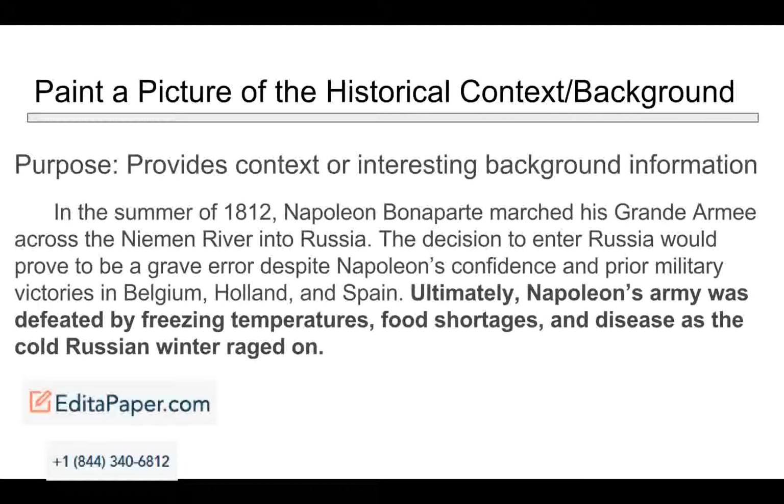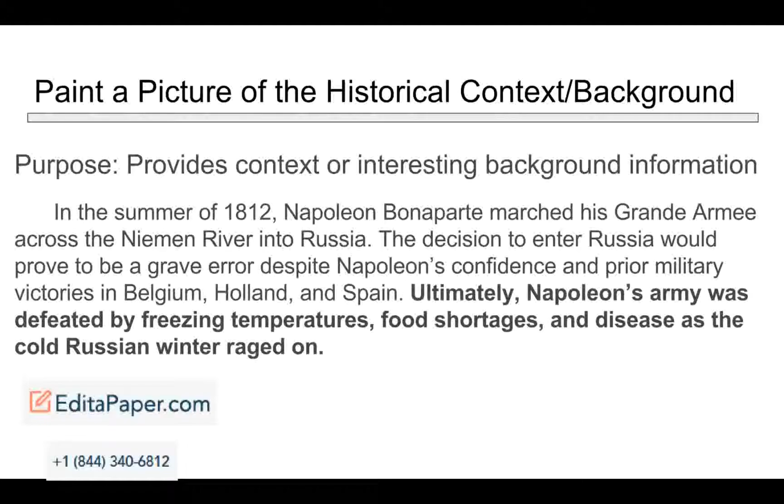So here's an example. In the summer of 1812, Napoleon Bonaparte marched his grand army across the Niemen River into Russia. The decision to enter Russia would prove to be a grave error despite Napoleon's confidence and prior military victories in Belgium, Holland, and Spain. Ultimately, Napoleon's army was defeated by freezing temperatures, food shortages, and disease as the cold Russian winter raged on.